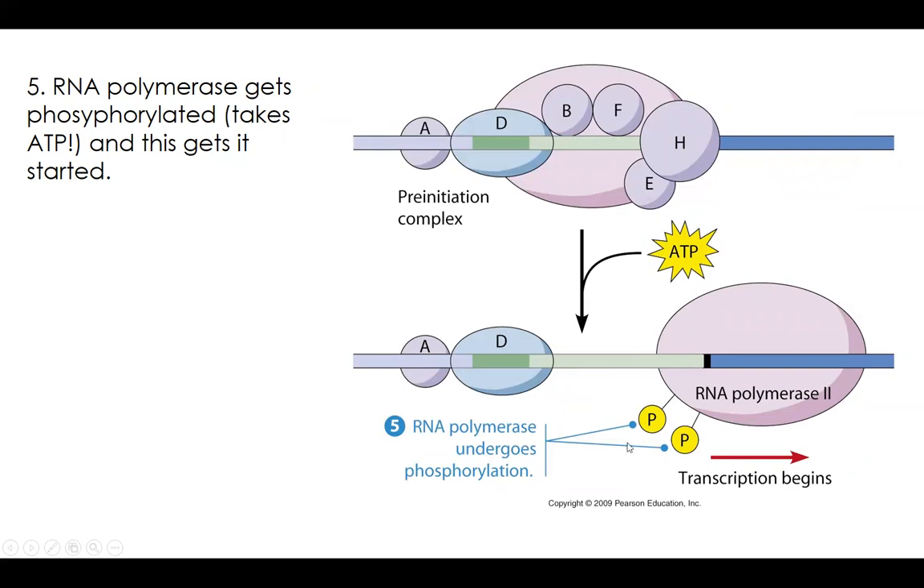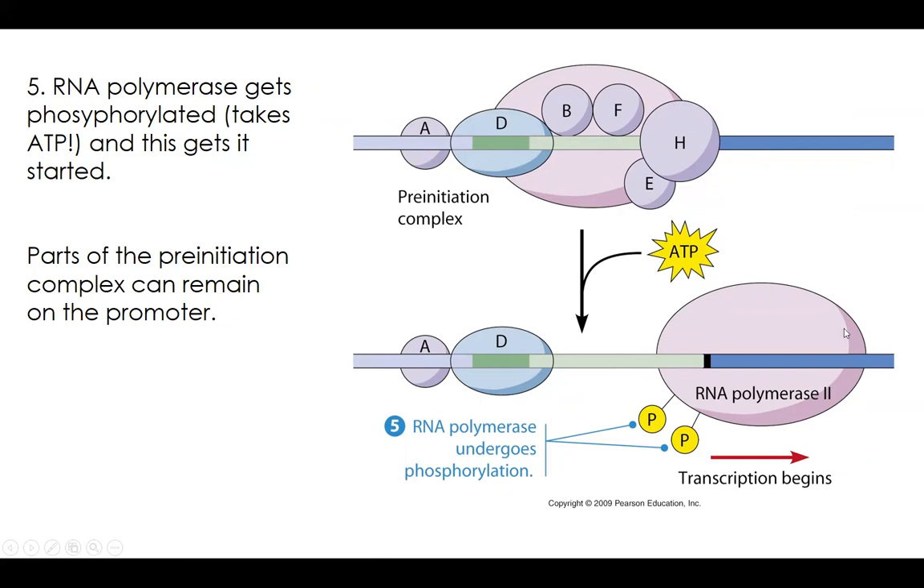Now, once this is phosphorylated, we can actually kick this along. This is when we get started, and it will start creating an RNA molecule. Parts of the pre-initiation complex can remain on the promoter to keep attracting additional RNA polymerase molecules. There are tons of RNA polymerase enzymes present in the nucleus at any one time. As long as we are ready to keep bringing in these general transcription factors, we can repeatedly transcribe off this gene, depending on how available we make this promoter.